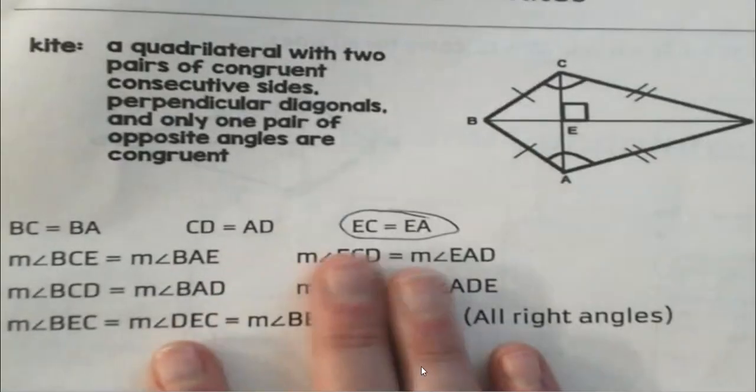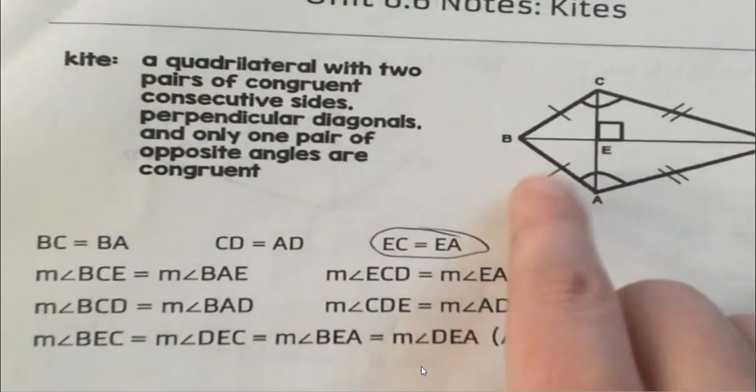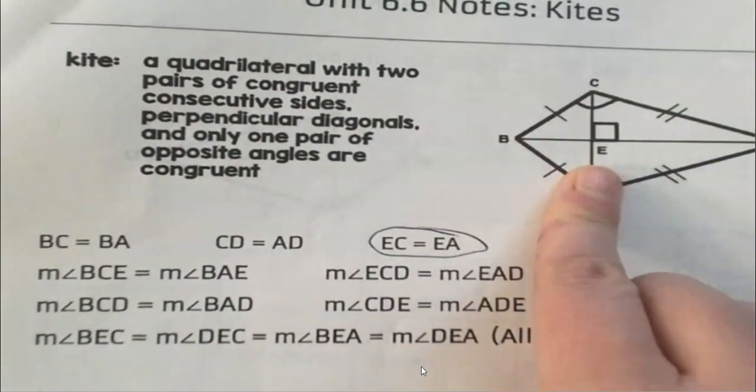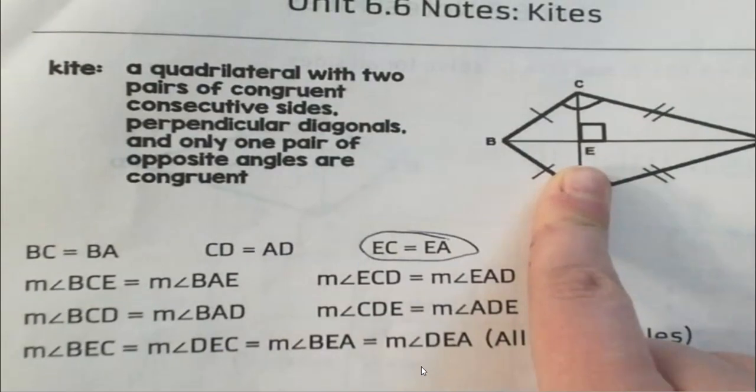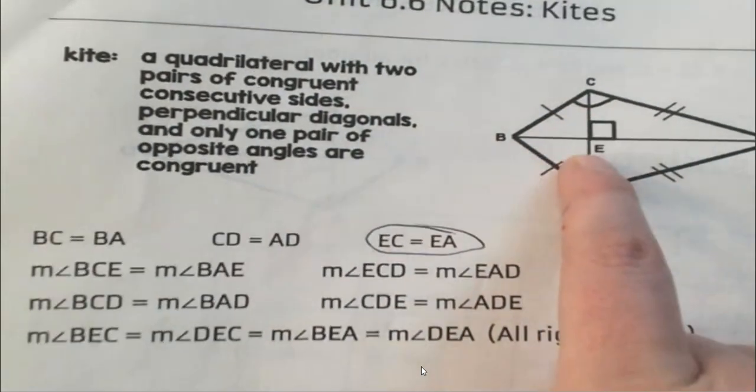Things like this, like EC is congruent to EA. That's not marked up here. But it is cut in half. So only one of the diagonals is bisected. One diagonal is bisected or cut in half. EC and EA.